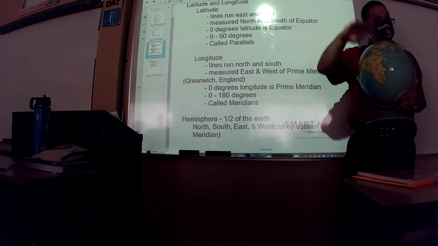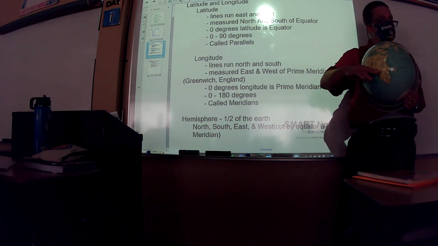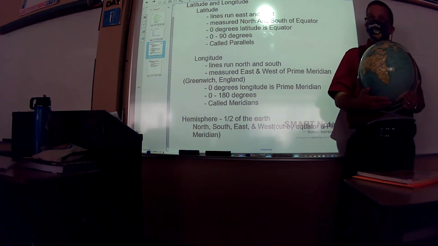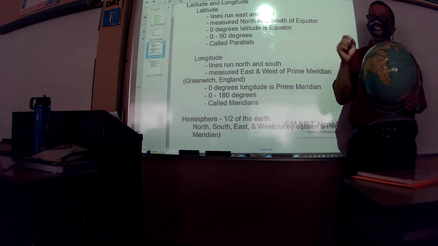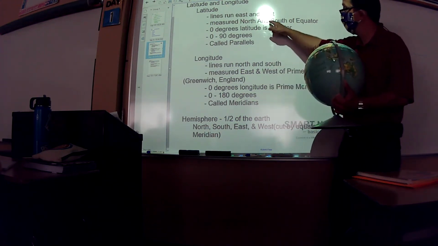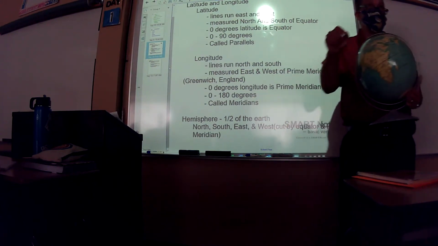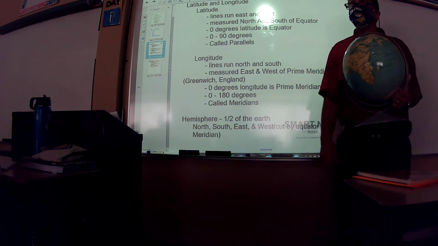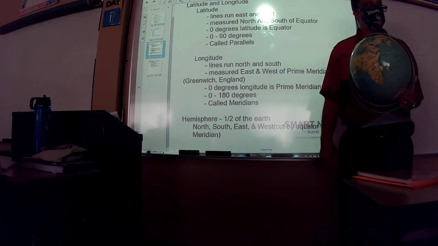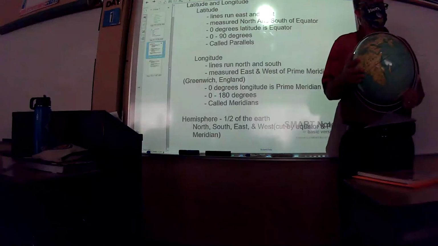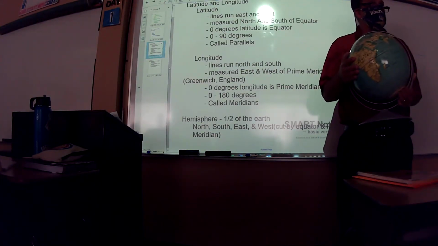So if you're above, it's going to be north latitude. If you go below the equator, it's going to be south latitude. Latitude is always going to be labeled north and south. So if you don't label latitude north or south, it's going to be wrong, unless it's on the equator. That's 0. You don't have to have a north and south if it's at 0.